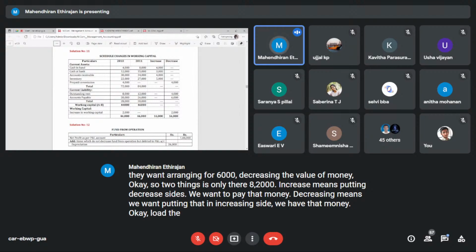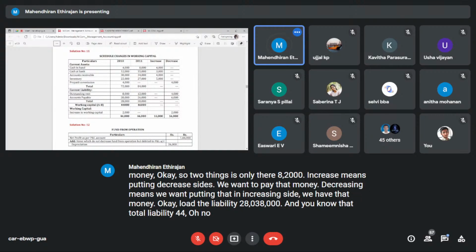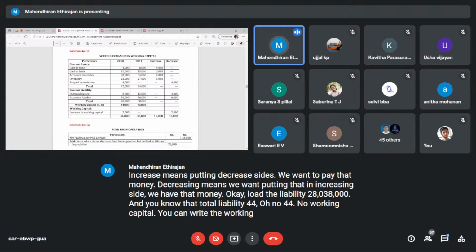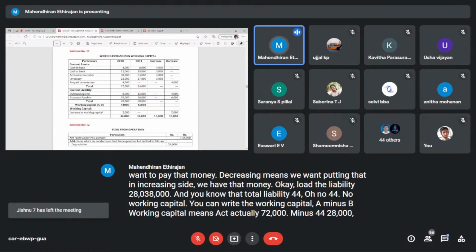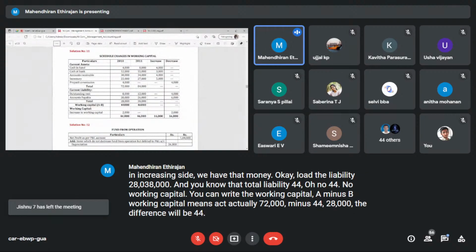Total liability is 28,000 and 38,000. You can write the working capital as A minus B. Working capital means actually 72,000 minus 44,000, 28,000. The difference will be 44. 84 minus 38 is 46. Okay.